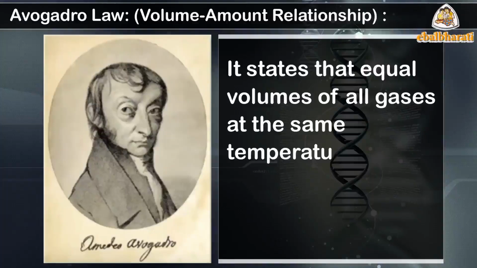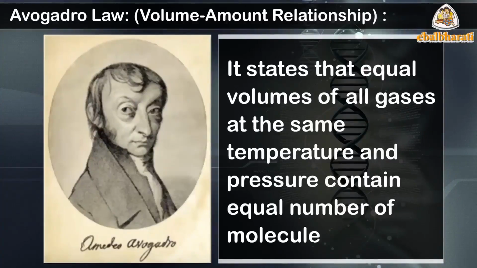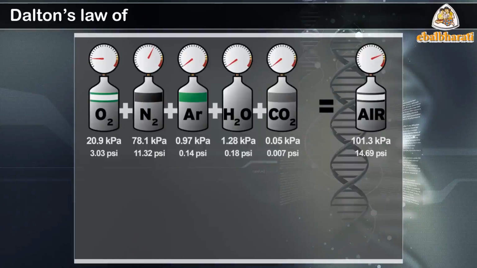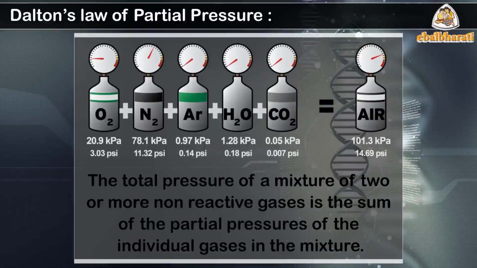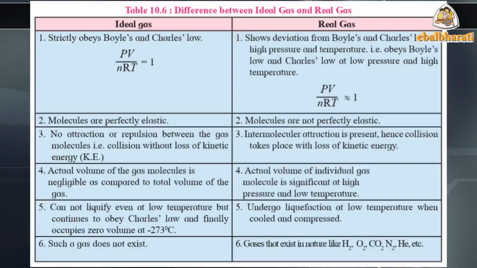Avogadro's law. This gives the relation between volume and amount. It states that equal volumes of all gases at the same temperature and pressure contain equal number of molecules. Dalton's law of partial pressure. The total pressure of a mixture of two or more non-reactive gases is the sum of the partial pressures of the individual gases in the mixture. The table shows the difference between ideal gas and real gas.